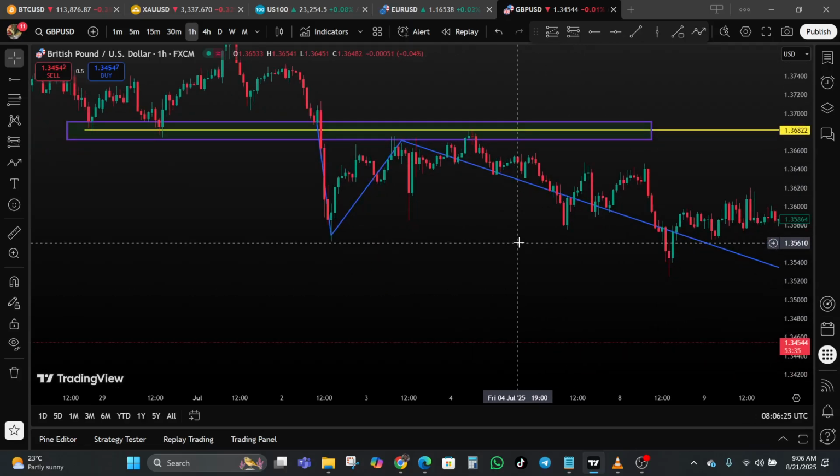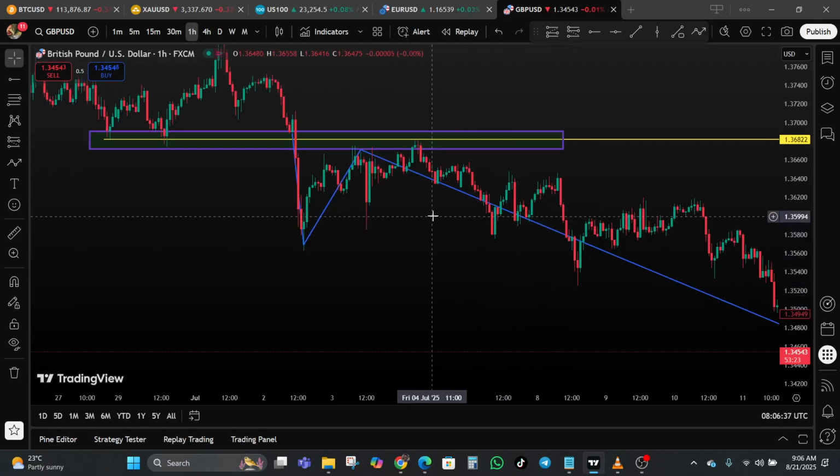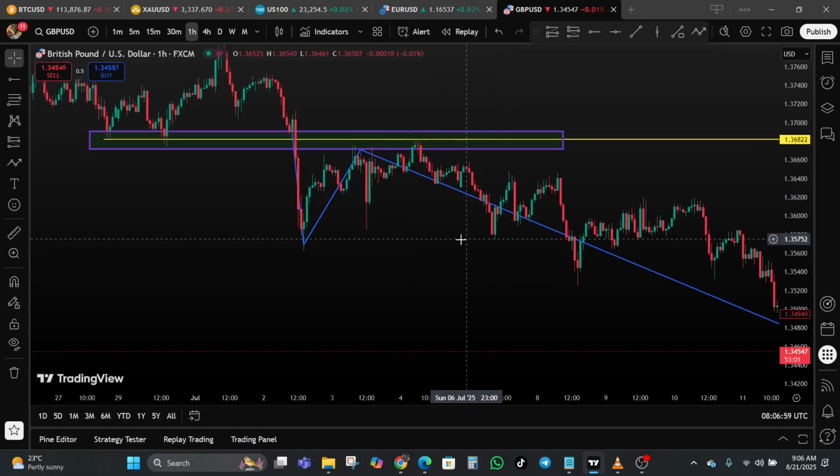Now, why does this happen? It's all about liquidity and order flow. Institutions need liquidity to fill large positions. When they push price, they don't always get all their orders filled in one move. As price comes back to the propulsion block, they complete their entries before sending the market in the intended direction again.